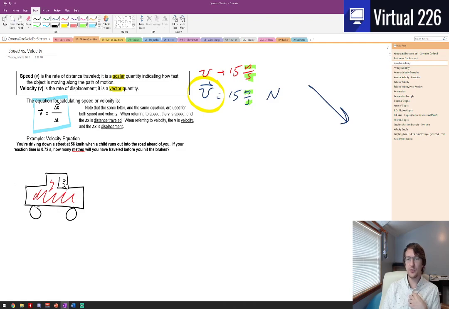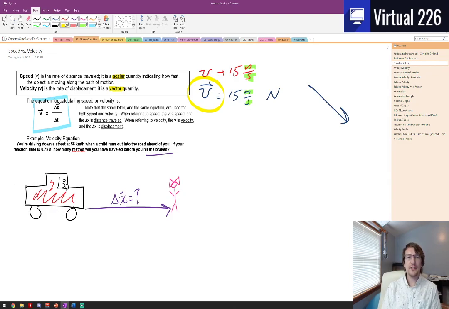Oh, but a child has run out into the road in front of you. So let's draw a tiny child. Don't hit me. Put a bow in their hair. See, little child. I don't know what that is. That looks like a weird fish now. Whatever. But if your reaction time is 0.72 seconds, how many meters have you traveled before you even hit the brakes? Like, what's your reaction time? And, did you just hit this kid? So how far have you traveled before you even hit the brakes?